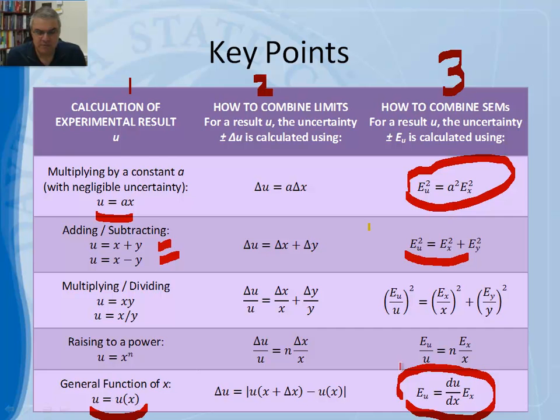What if variable x is raised to the power n? In that case, u would be x raised to the power n. Then the result would be, as you can see, e sub u divided by u would be n multiplied by e sub x divided by x, and so on. So in this case, we actually divide e sub u, the error that's associated with the entire function u, by u. Again, we have looked at those cases before.